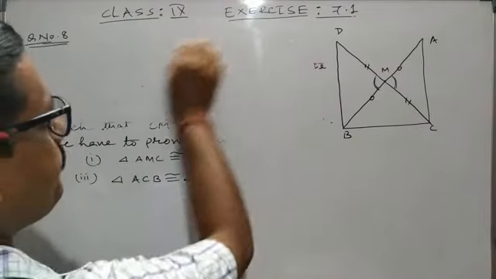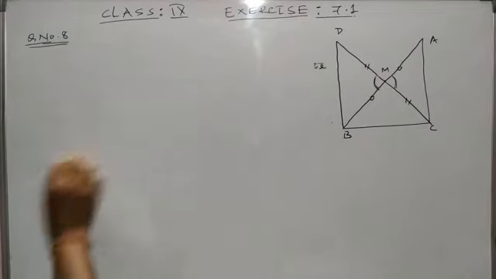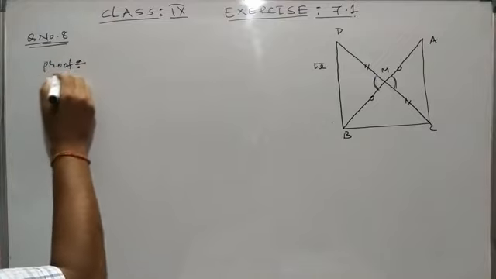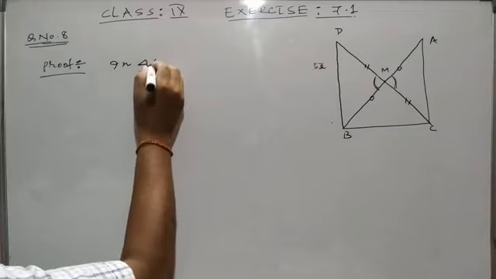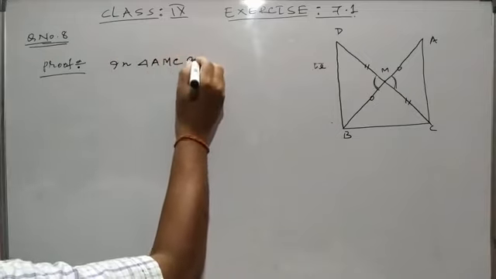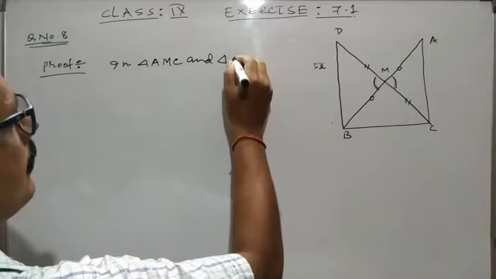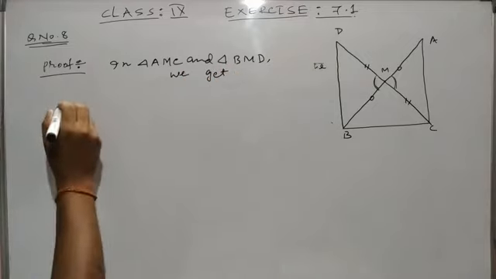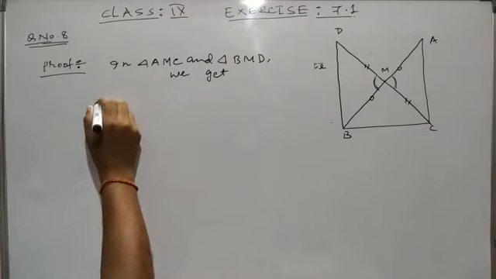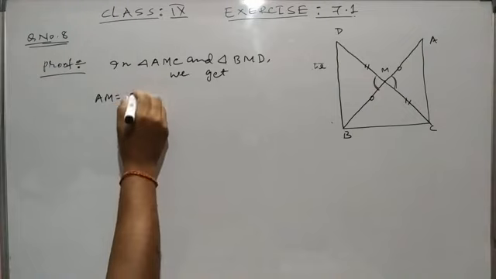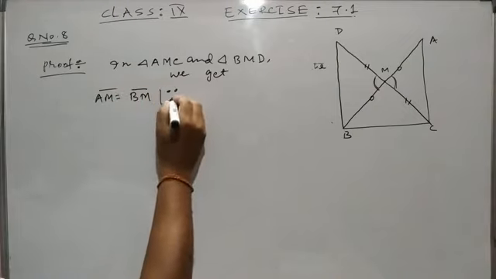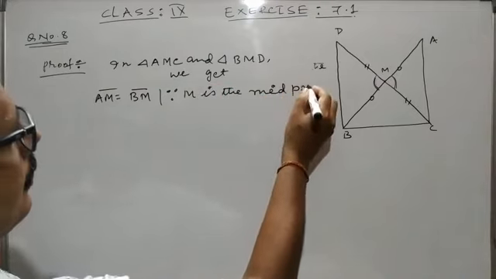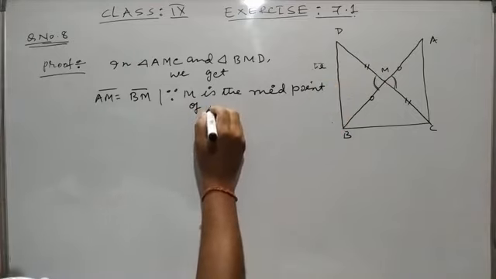Proof. Now see the proof. In triangle AMC and triangle BMD, we get AM equal to BM, since M is the midpoint of AB.